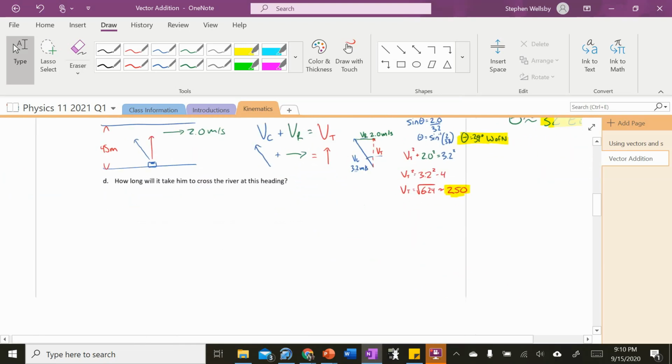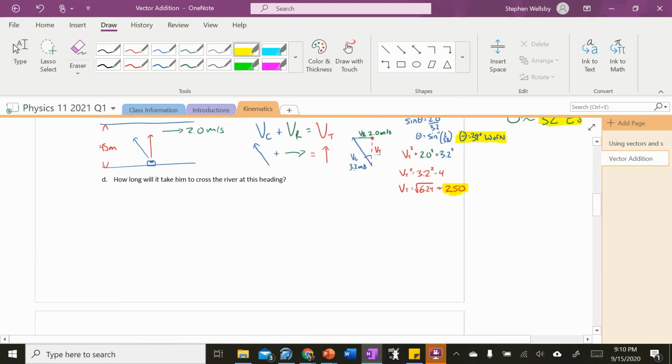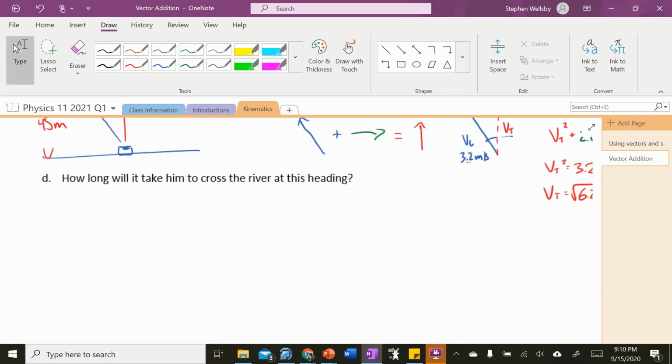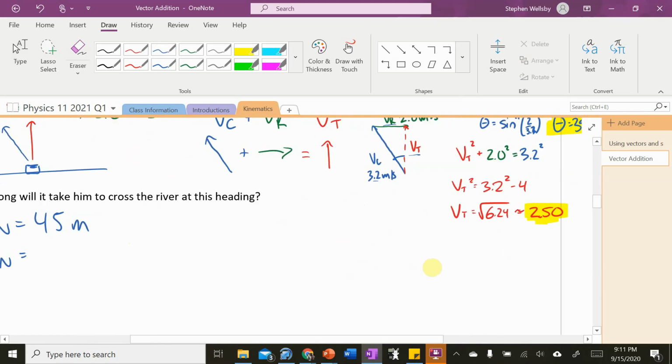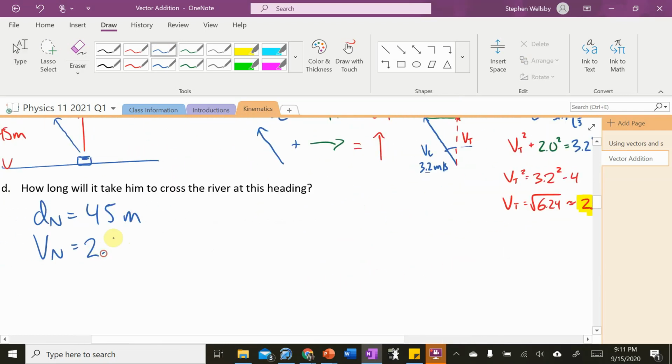And now that we've already got our speed going across the river here, we're just about done. So how long will it take him to cross the river at this heading? Well, here's the information we know. Our distance to the north is still going to be 45 meters. Our velocity to the north is now going to be, what did we say it was? 2.50 or 2.5 meters per second. And we're trying to find out the time.